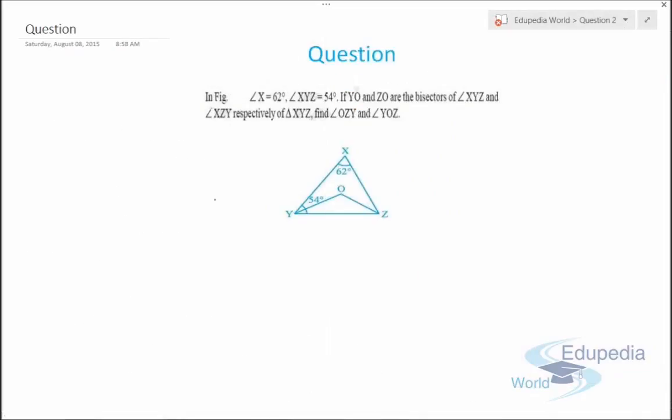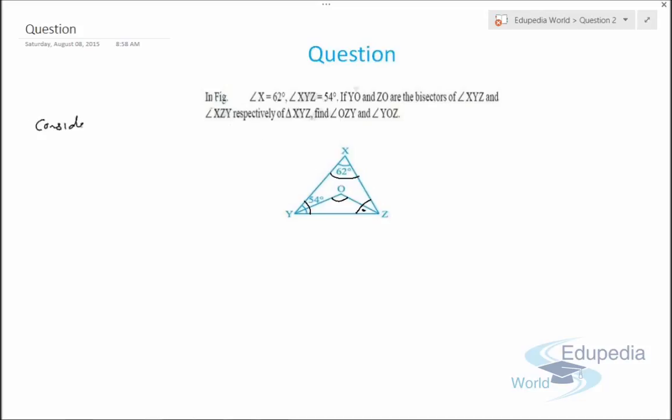Now question number 2 says, in the figure, angle X is 62 degrees, like this is given to be 62 degrees. Angle XYZ is 54. If YO and ZO are the bisectors of angles XYZ and XZY, like this is a bisector of this angle and ZO is a bisector of this angle, we need to find angle OZY, like this angle, and angle YOZ, like this angle. So let's see how we can do this.